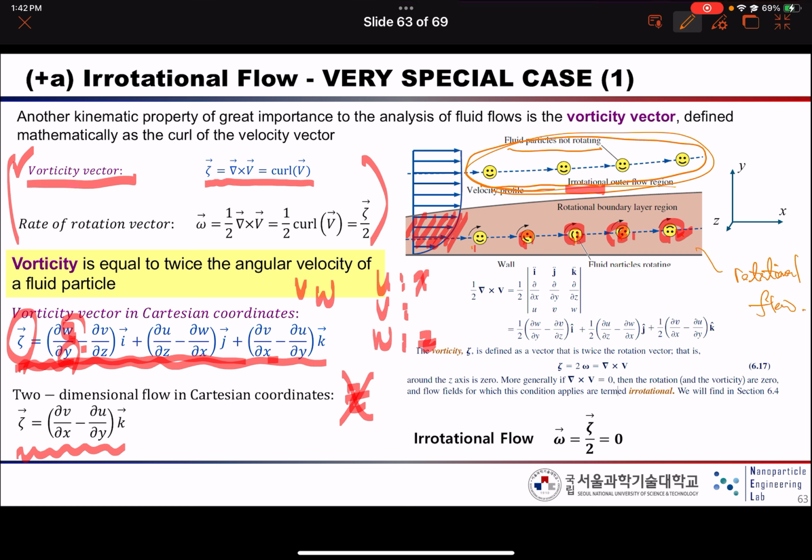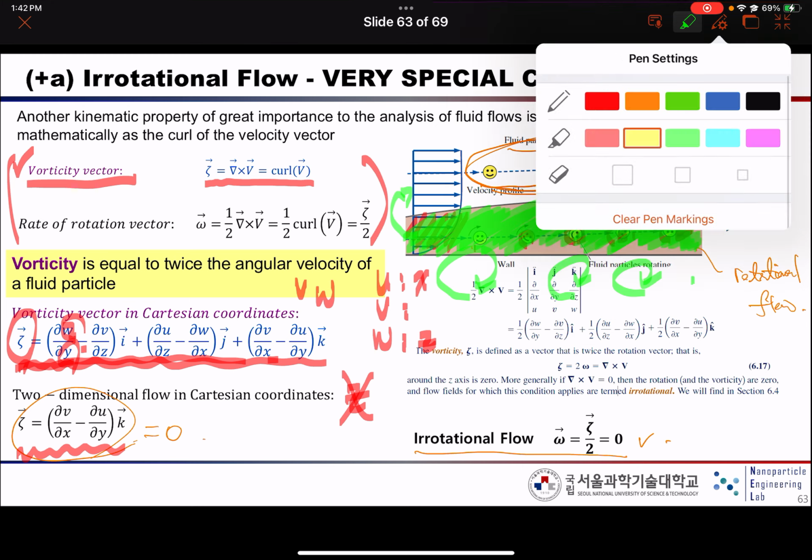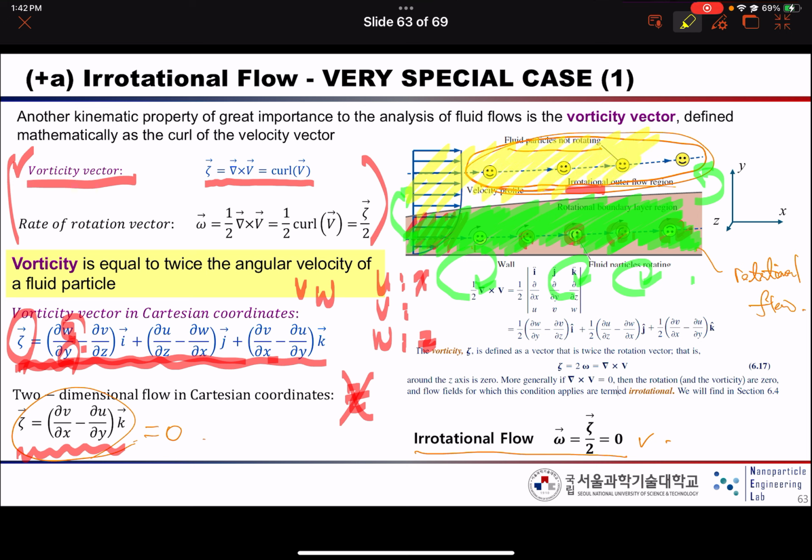So for the irrotational flow, this value should be 0, okay? So for irrotational flow, this force should be 0. Usually for now, you can just know the concept over here. Near the boundary layer, near the surface, the fluid particle is usually rotated. But far from the boundary layer, the fluid particle will not rotate, okay?